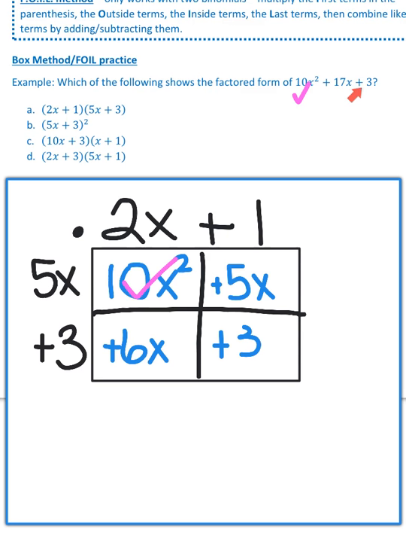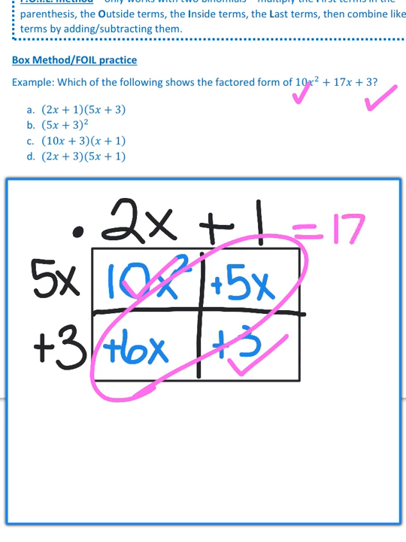17x, and let's look at positive 3. Do I have a positive 3 down here? Of my 3 remaining boxes, I do. Here's my positive 3. So I know that that term checks out as well. I just need to figure out, do these two terms, when I combine them, equal a positive 17x?